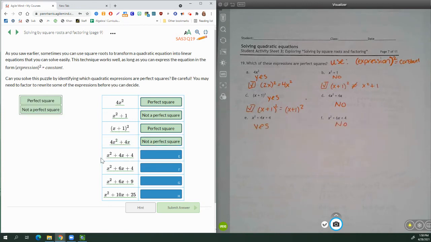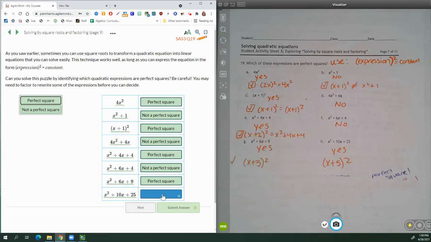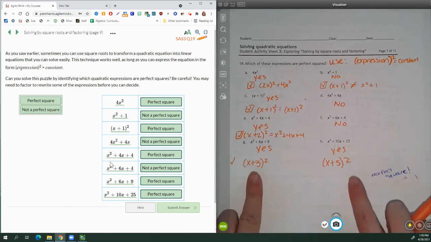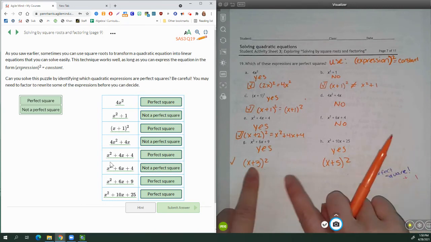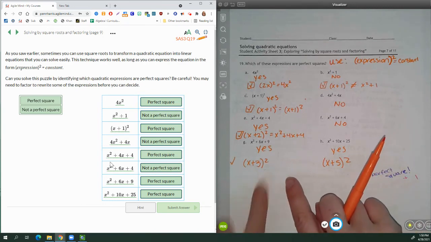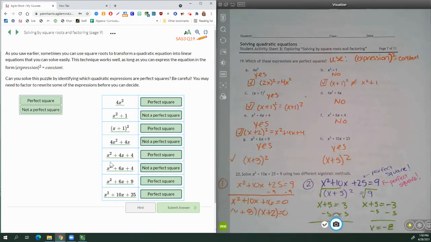Now, x squared plus 4x plus 4, yes, that is a perfect square. X squared plus 6x plus 4, no. X squared plus 6x plus 9, yes. And x squared plus 10x plus 25, yes. You guys can go through and take note of how I showed you what the perfect square is from. If you're unsure, you can always go back and factor those.